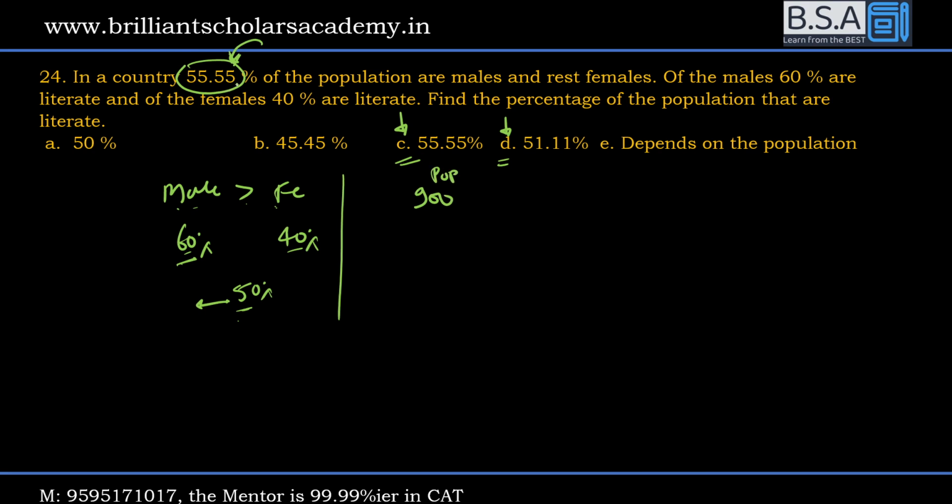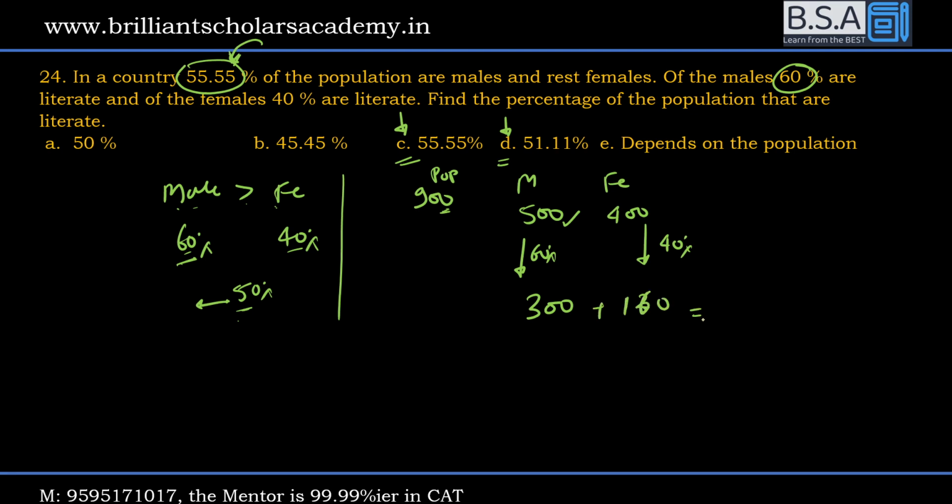So 55.55% is basically what? 5 by 9. What is 5 by 9 of this? 500. So how many females can I assume? 400. Now what is the literacy among males? 60% of this. Can I say 60% of this is 300? What is the literacy among females? 40%. What is 40% of this? 160. So how many people are totally literate? 460. So 460 divided by 900 into 100 is the answer.